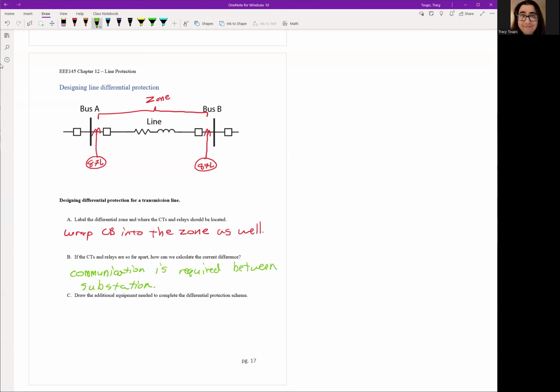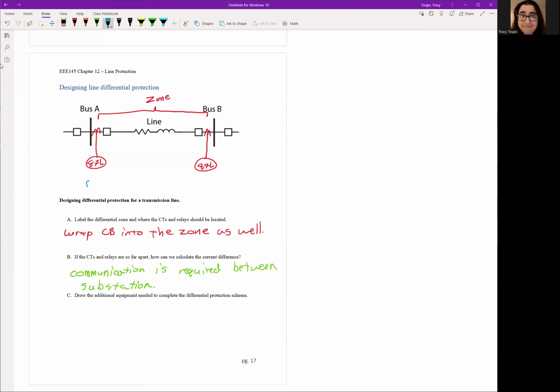And one of the reasons why 87L differential relays are relatively new, only in the last 20 or 30 years, is because the communication system has matured only in the last 20 or 30 years. In the 1960s, we did not have line differential protection because in the 1960s, we did not have fiber optic communications. We did not have Ethernet. We did not have high-speed internet. And so this line differential was impossible back in the day.